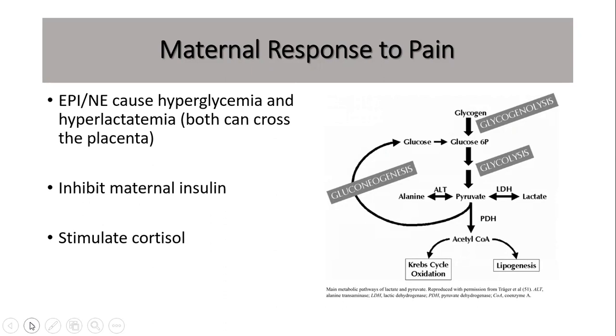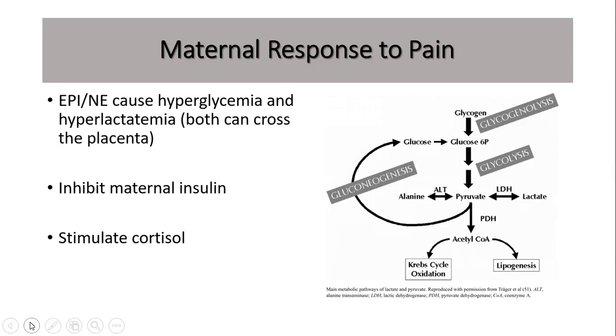The baby has to respond with a hyperinsulinemia because the insulin isn't crossing to follow these sugars, and increased metabolic activity in a milieu where the baby is already oxygen deprived. So this will further stress the baby.